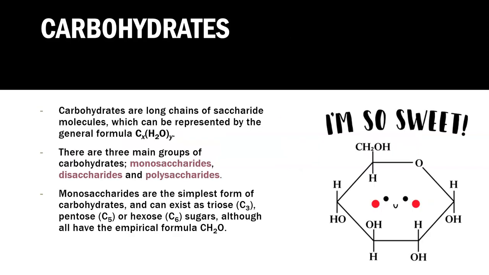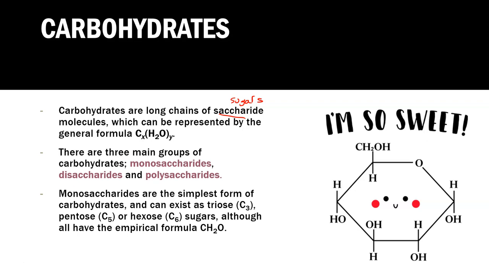Okay, so looking at carbohydrates, these are long chains of saccharide molecules. Saccharide is the word that we tend to use interchangeably in chemistry for sugar. So saccharides are sugars and carbs are sugars. These are represented by the general formula CxH2yOy. Okay, so our carbohydrate molecules contain only carbon, hydrogen, and oxygen. This is in contrast to our proteins, which can also contain things like nitrogen and sulfur.